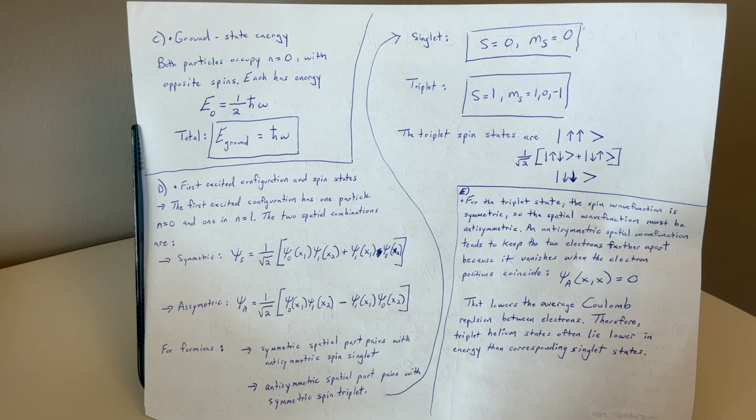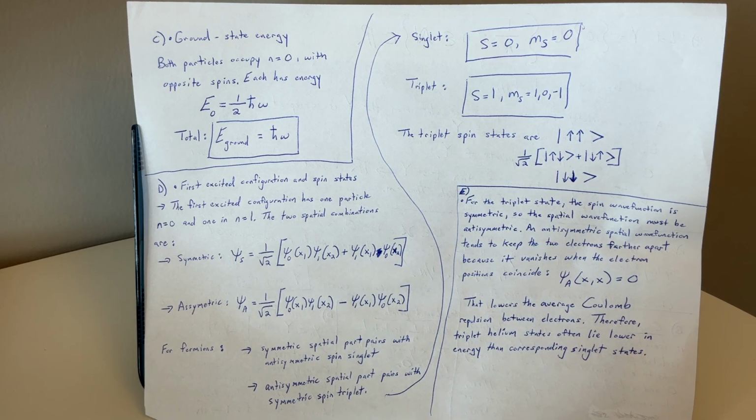An antisymmetric spatial wave function tends to keep the two electrons farther apart because it vanishes when the electron positions coincide. Psi sub A of x comma x equals 0. That lowers the average Coulomb repulsion between electrons. Therefore, triplet helium states often lie lower in energy than corresponding singlet states.